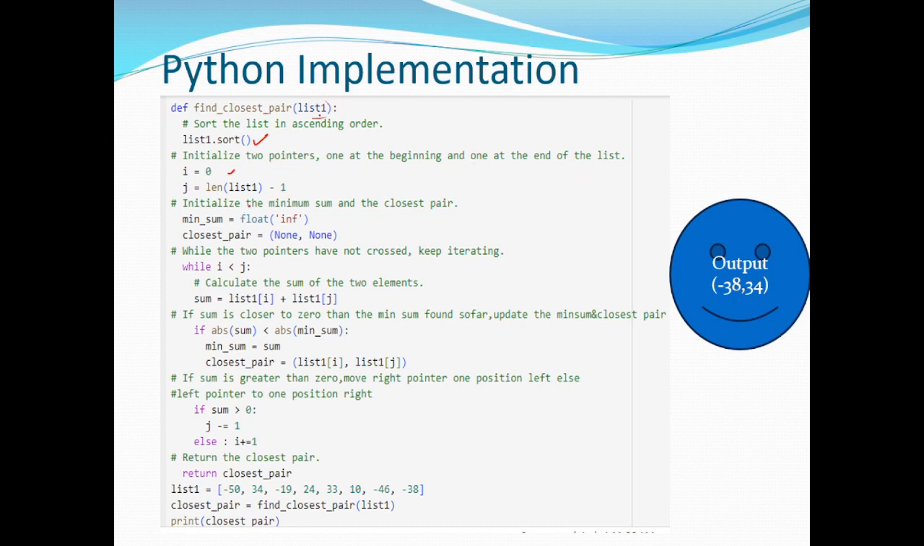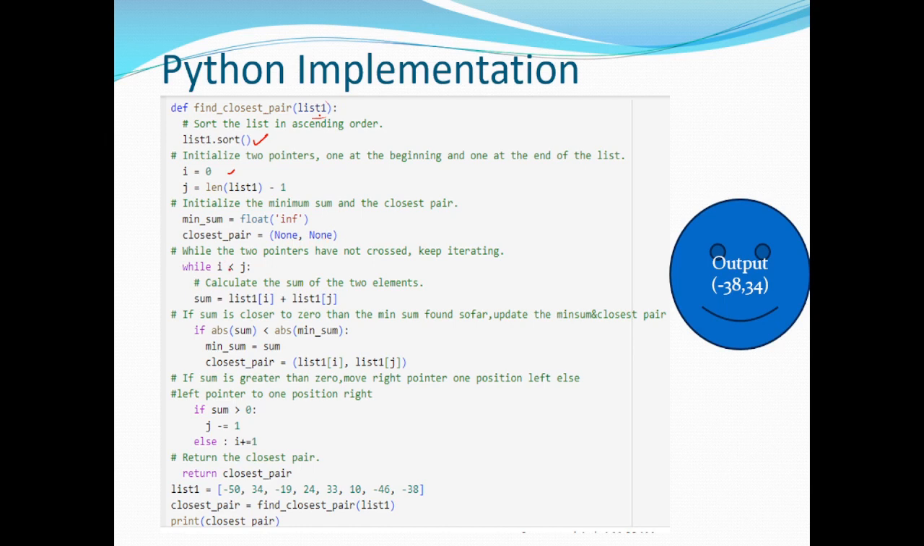We know that indexing starts from 0, so if 5 elements are there, then we have to move till 4. Okay, and here we have already defined minimum sum, that is float of infinity. This is a Python function which gives as large a value as possible, and till now we don't have any closest pair, so we are defining it as none. Closest pair is basically a tuple which can store multiple values. So here we don't have any closest pair so far, so we are storing none and none.